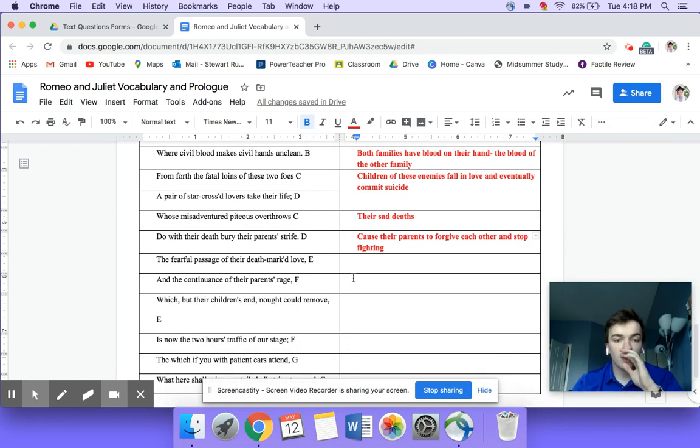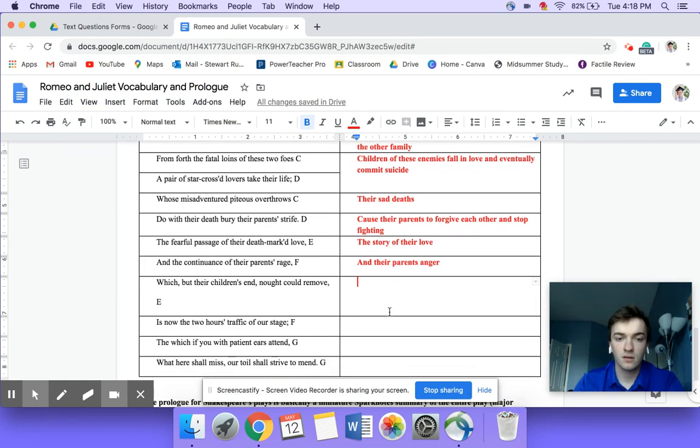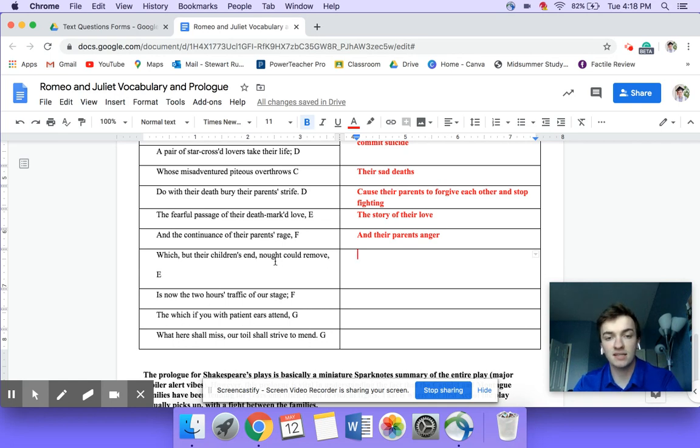The fearful passage of their death-marked love and the continuance of their parents' rage. So what this means here is the story of their love and their parents' anger, which but their children's end not could remove, is now the two hours' traffic of our stage.